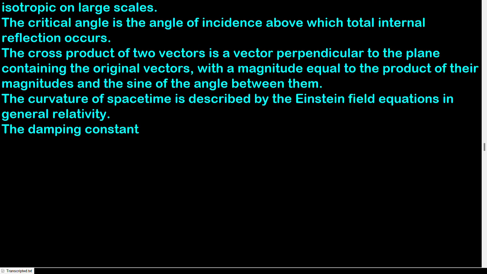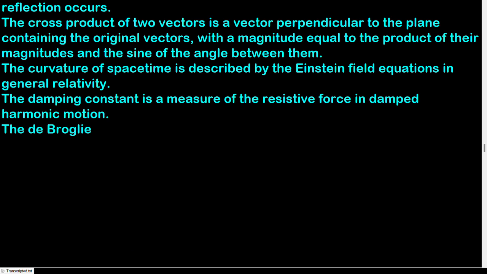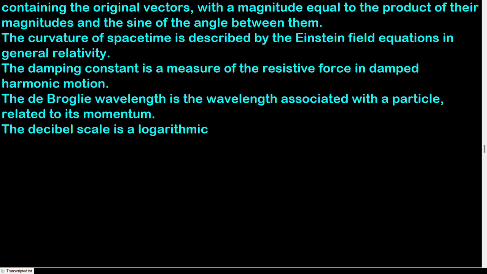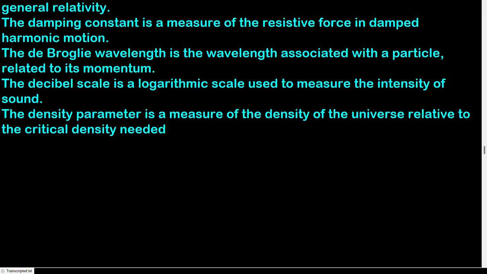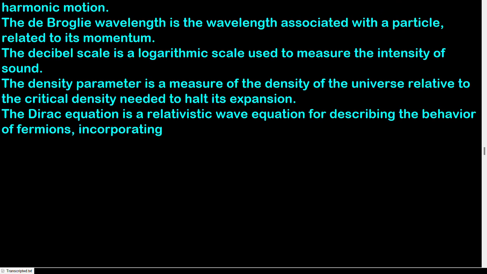The damping constant is a measure of the resistive force in damped harmonic motion. The de Broglie wavelength is the wavelength associated with a particle, related to its momentum. The decibel scale is a logarithmic scale used to measure the intensity of sound. The density parameter is a measure of the density of the universe relative to the critical density needed to halt its expansion. The Dirac equation is a relativistic wave equation for describing the behavior of fermions, incorporating both quantum mechanics and special relativity.